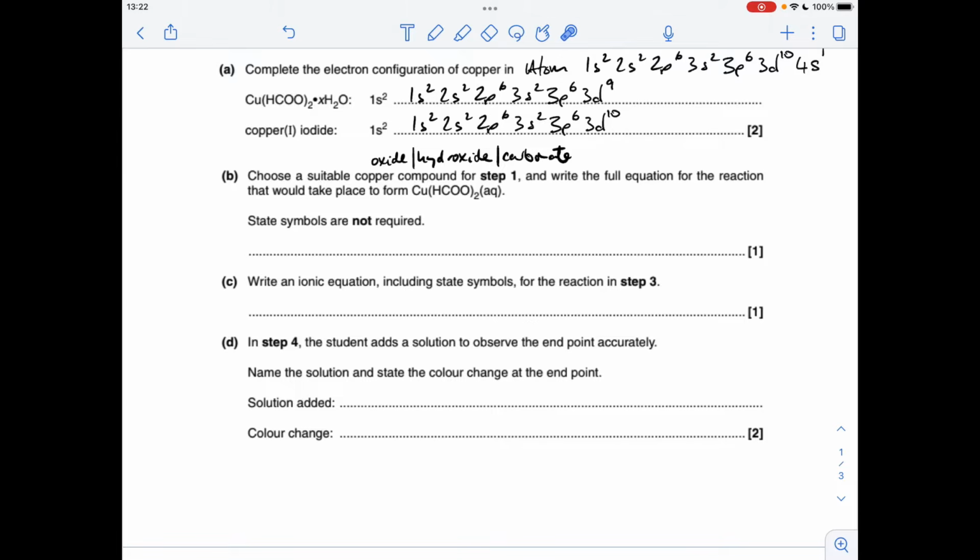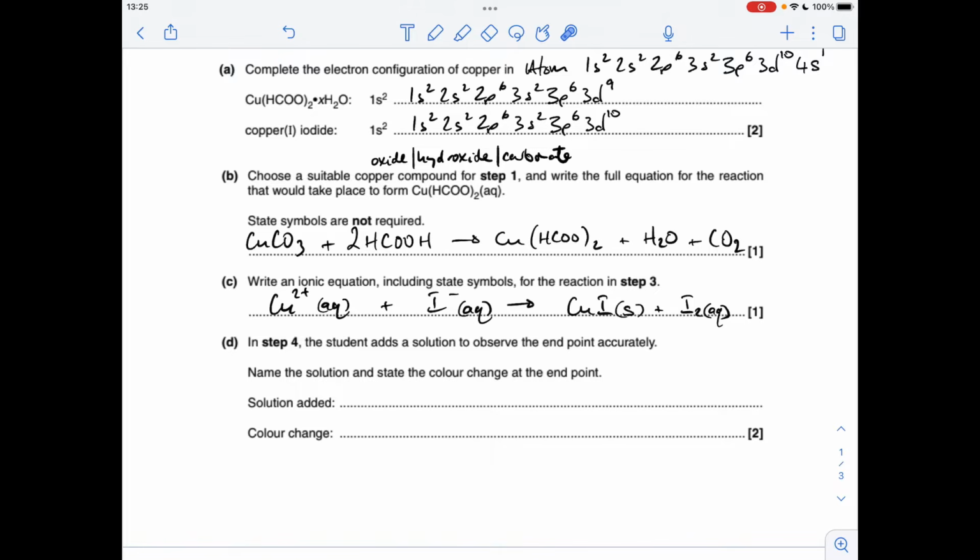Part B, so a suitable copper compound for step 1 would be copper(II) oxide, copper(II) hydroxide, or copper(II) carbonate. So I'll do all three of those equations. If you've gone for copper(II) oxide, the equation looks like that. Copper(II) hydroxide looks like that. And copper(II) carbonate looks like that. So moving on to part C now.